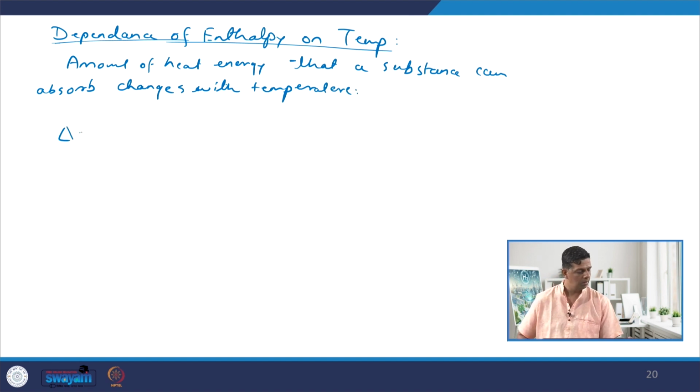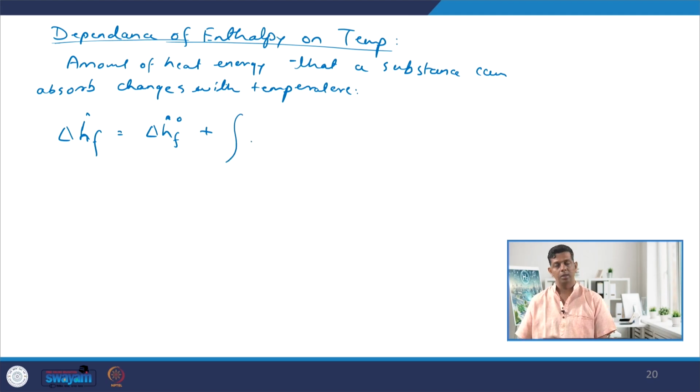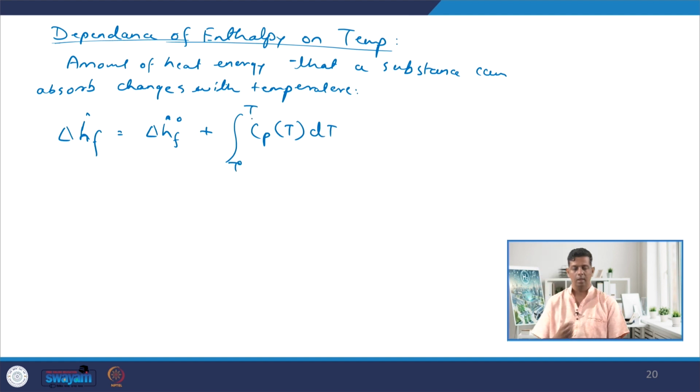So how does it depend? Now this is enthalpy of formation, but this is no more at STP because now we are deviating from standard temperature and pressure conditions. So we cannot write 0 here. However, this enthalpy of formation at arbitrary temperature is equal to enthalpy of formation at STP plus, it depends on the heat capacities, which is a function of temperature, and this goes from T naught to T. So T naught is your temperature at standard temperature pressure conditions, and T is your arbitrary temperature.